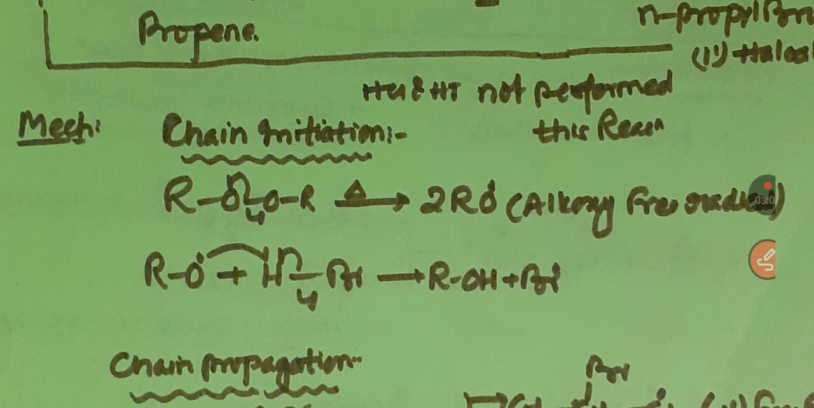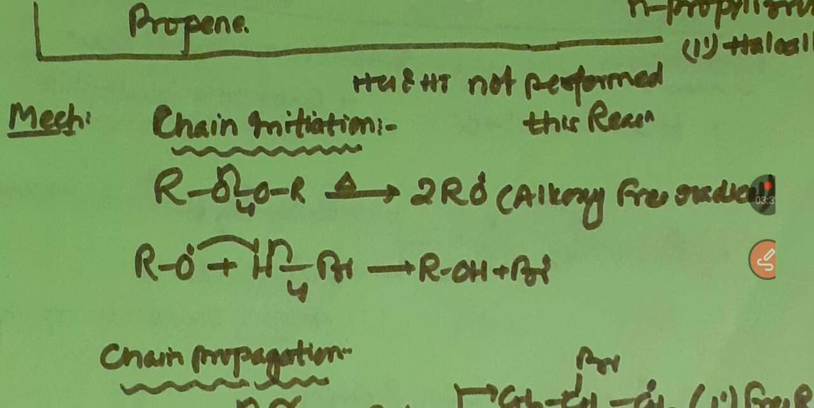You can see that dialkyl peroxide on heating undergoes homolytic fission and forms alkoxy free radical. This alkoxy free radical interacts with HBr to form bromine free radical, and this bromine free radical is very important for the further reaction. That is why this reaction is also known as free radical addition reaction.